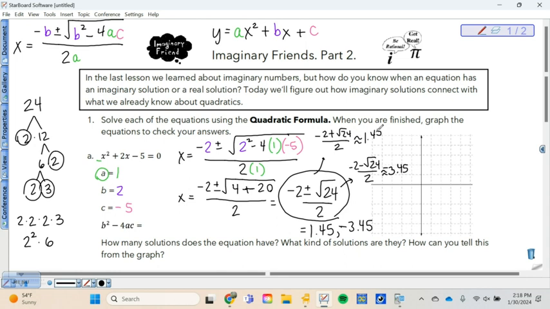So if those are the solutions to my quadratic, that means that those are my x-intercepts. So I can plot those on my graph. And I'm not going to figure out my vertex or anything, but that's going to be kind of the general graph of that parabola.